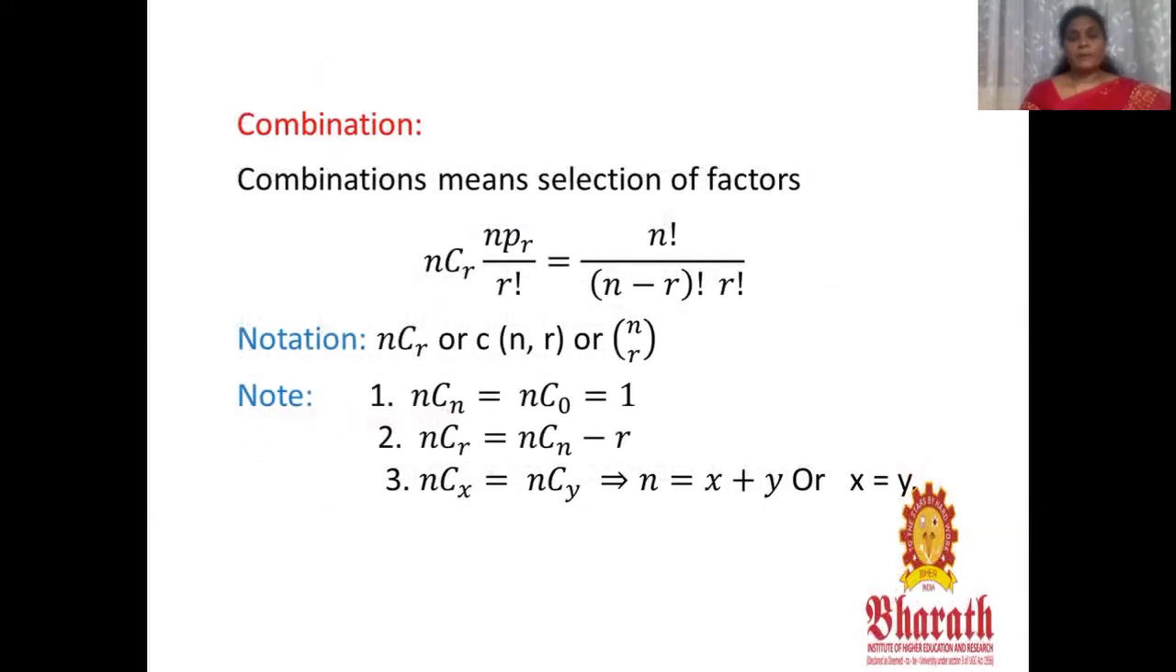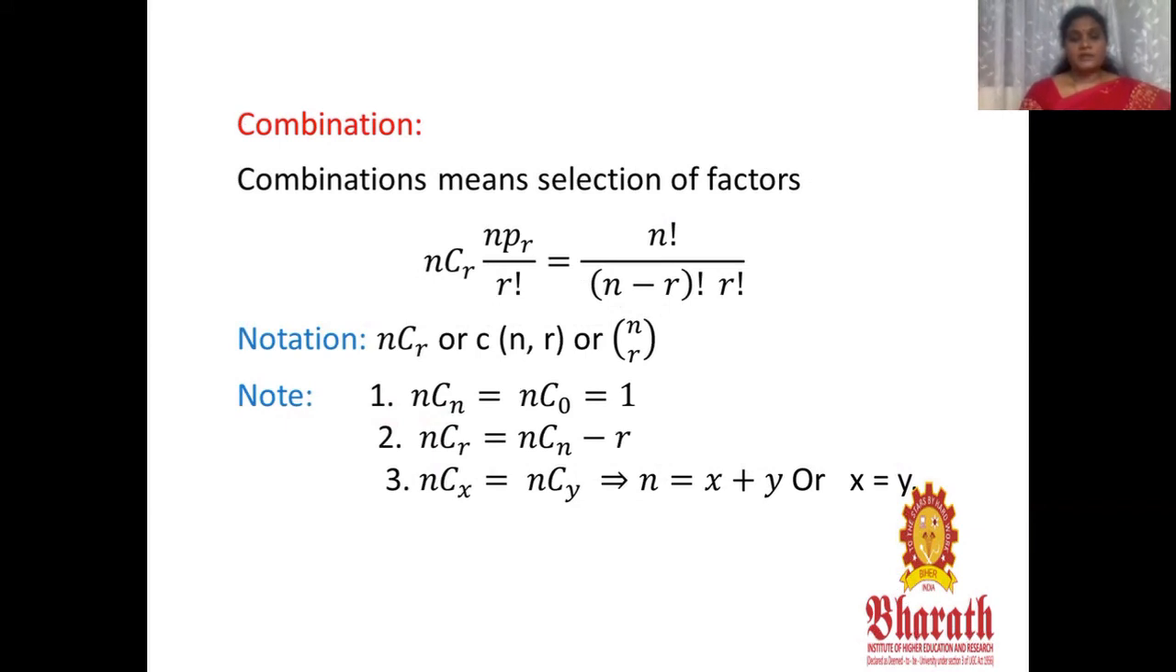Combinations. Combinations means selection of objects. nCr is equal to nPr divided by r factorial, which is equal to n factorial divided by (n minus r) factorial into r factorial. So the notation nCr is also denoted as C(n, r), or n over r written column-wise.